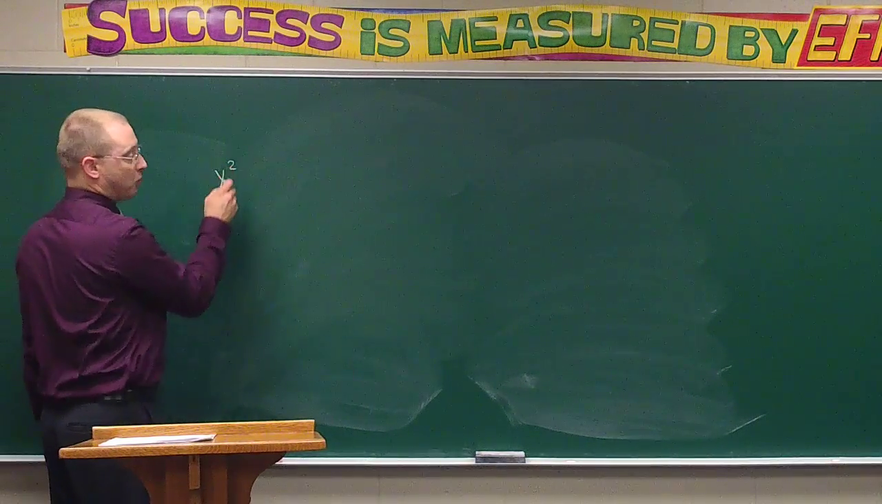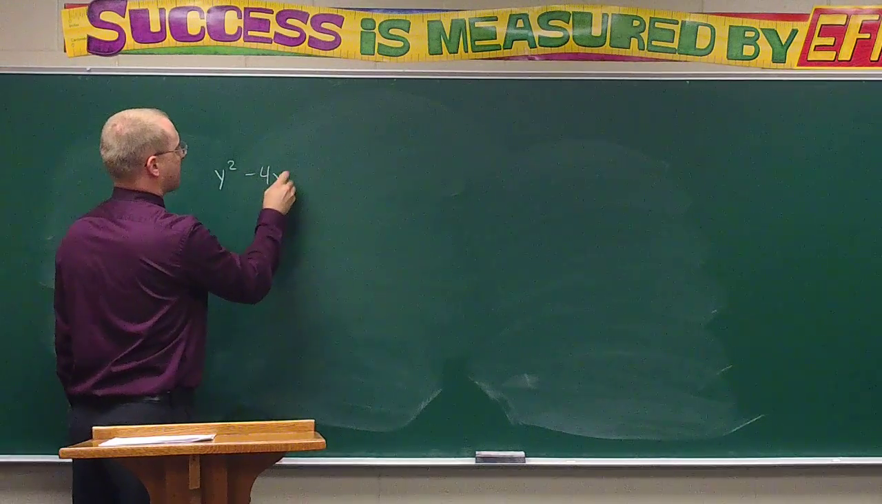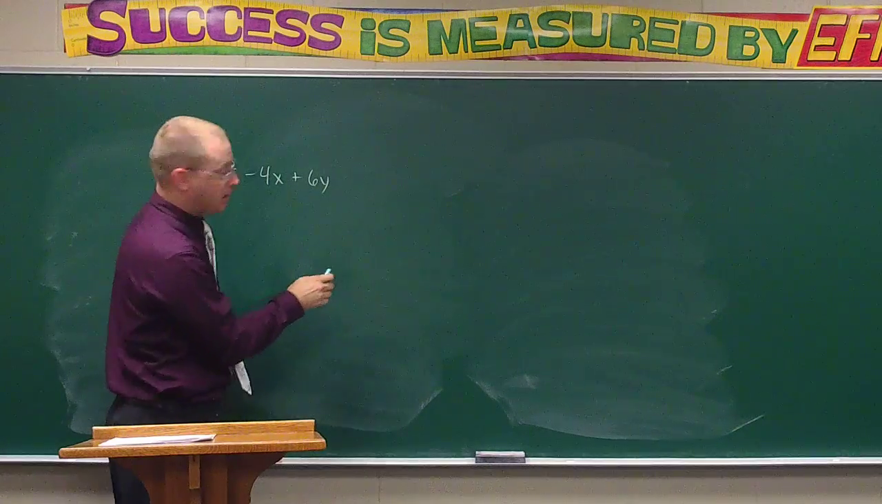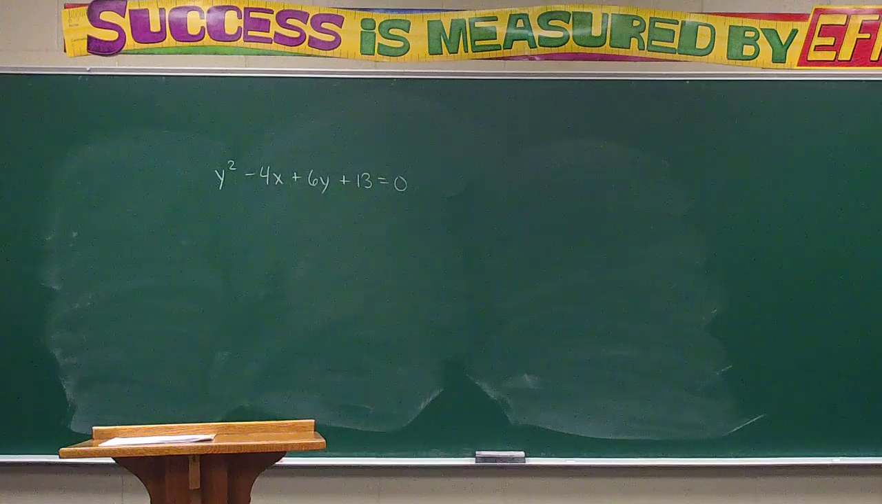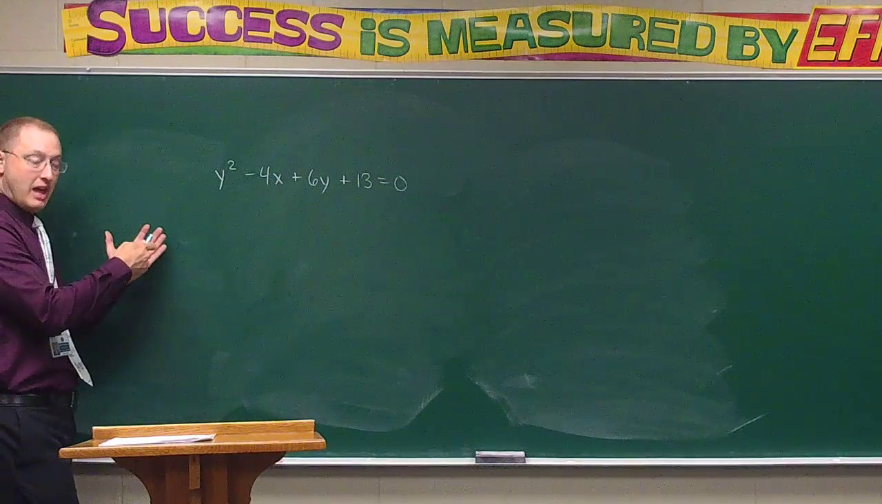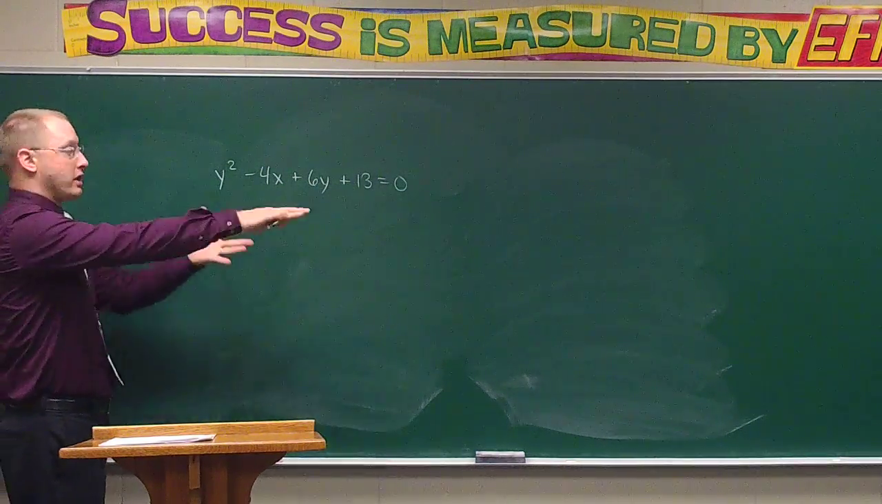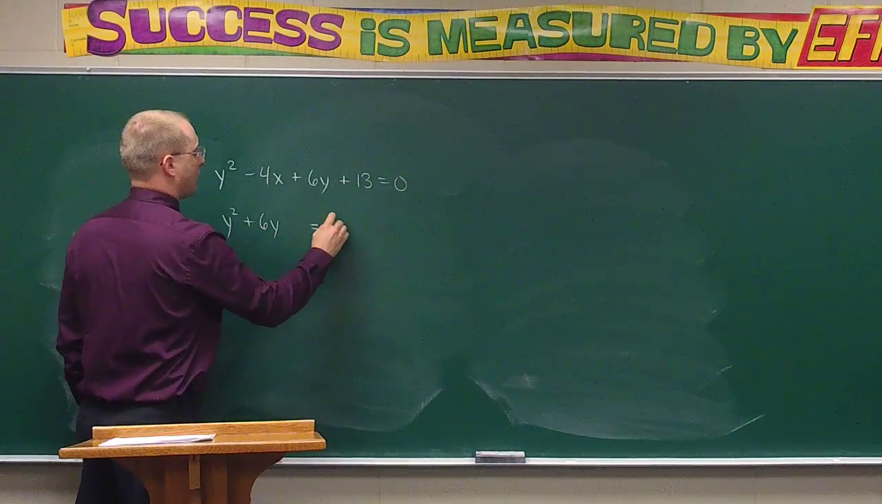We had something like this: y squared minus 4x plus 6y plus 13 equals 0. This is, of course, a parabola because the y is squared and x isn't. Only the one variable has a square. And with this, what we said we want to do is get all the squared variable together, and everything else on the other side. So y squared plus 6y equals 4x minus 13.